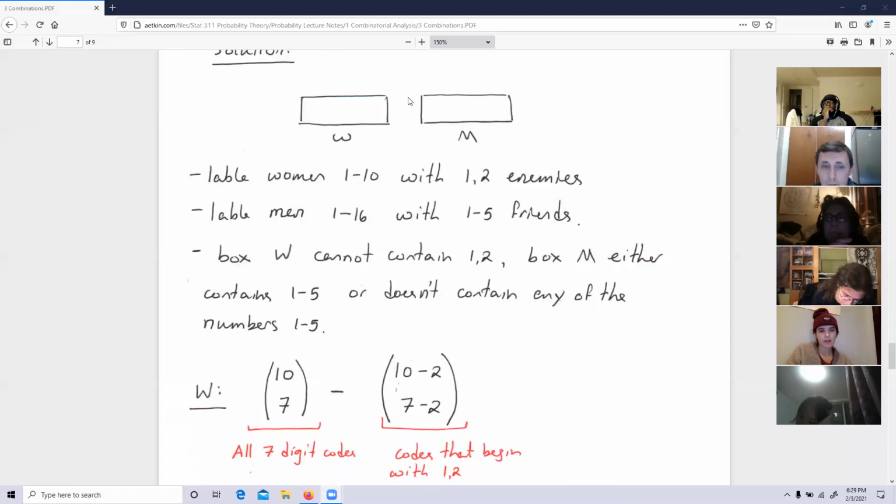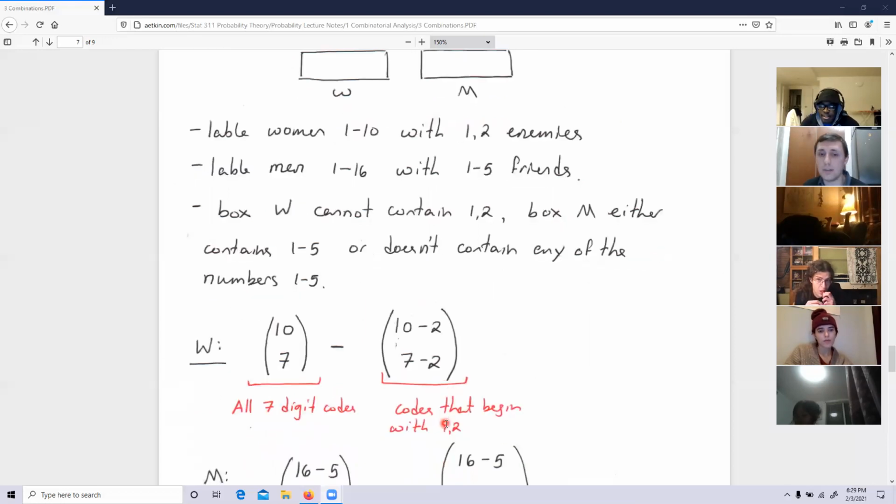You see that, guys, for that women box, how I carry it out. You see why it's 10 minus 2, choose 7 minus 2? Because in here, I assume that the 2 women are already inputted. So there are 1 and 2. And then we need an additional 7 minus 2 numbers to complete the code. Right? So that's the codes in which women 1 and 2 are together.